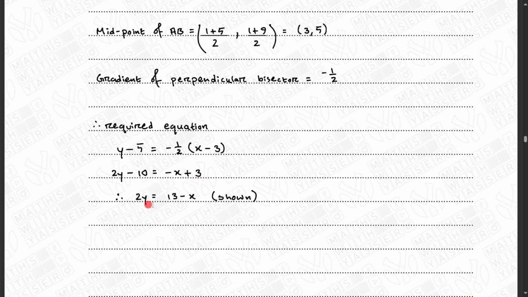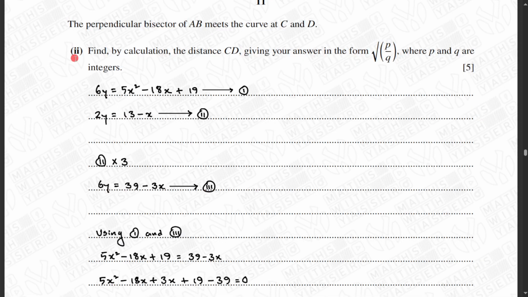So 2y is equal to 13 minus x. In part 2, it says the perpendicular bisector of AB meets the curve at C and D. Find by calculation the distance CD, giving your answer in the form square root of P over Q, where P and Q are integers.